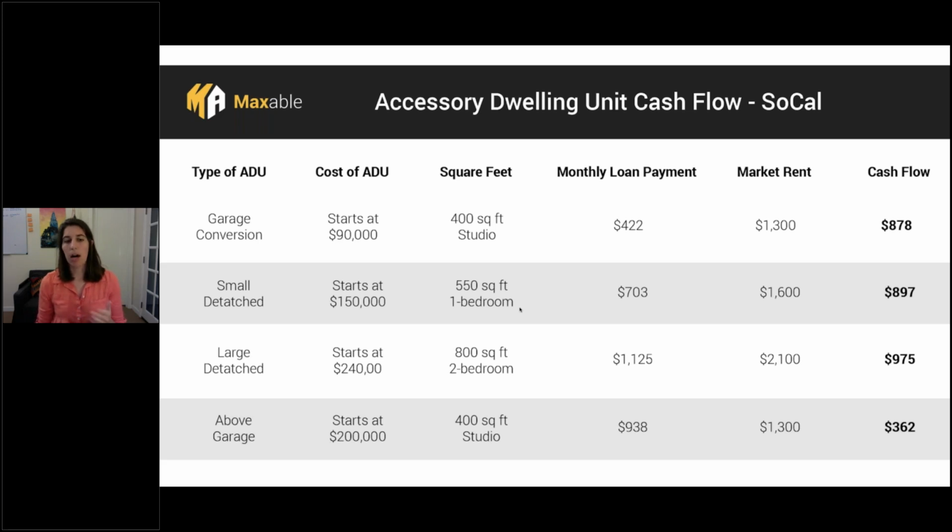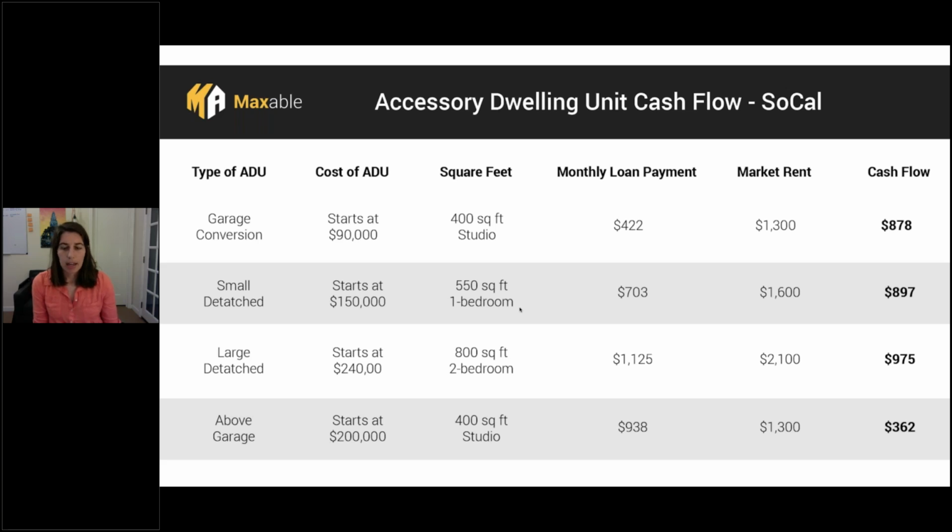But if you were to borrow $150,000 for your project and you weren't going to pay a cent of your own money, your monthly loan payment on a 30-year fixed loan, I think we ran these numbers at 3.5%, would be $700. And so again, that's not a penny out of your pocket.